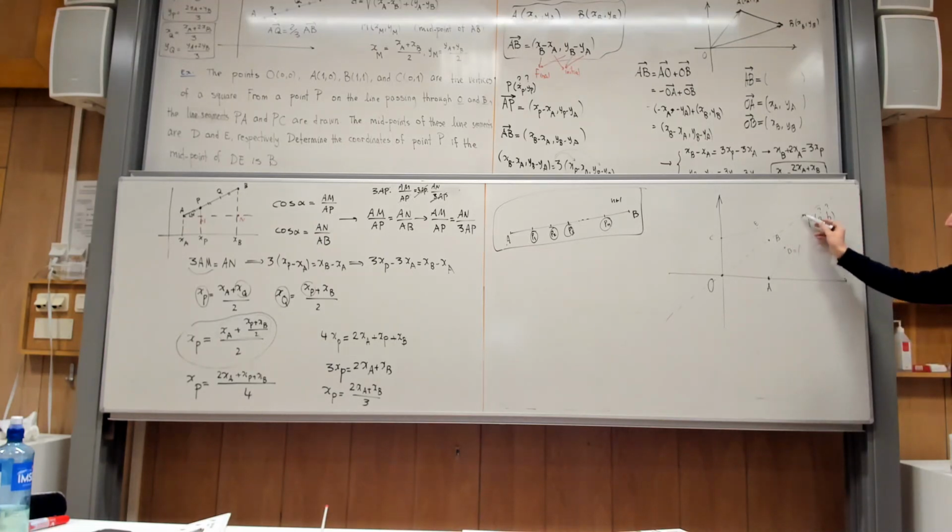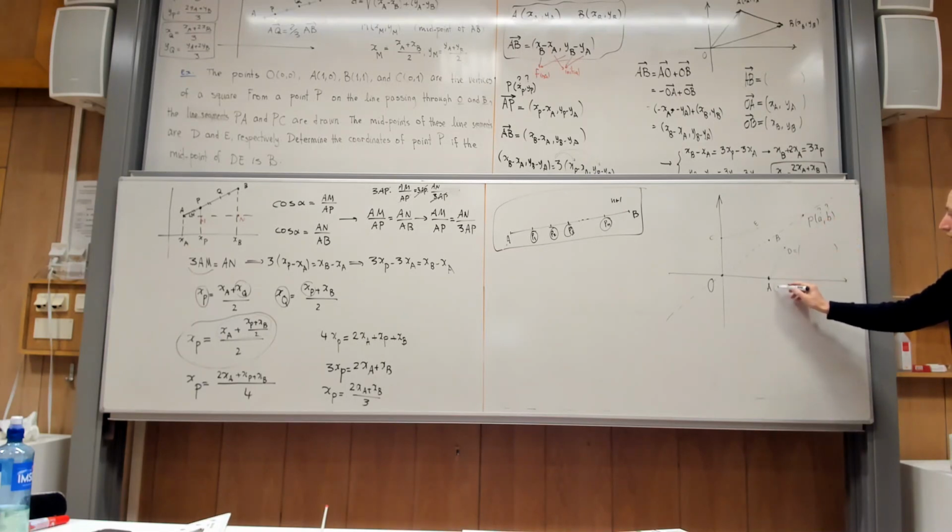This midpoint is the middle of these line segments. So I have to add A. What are the coordinates of A? 1 and 0. So A plus 1 divided by 2 is the x coordinate. B plus 0 divided by 2 is just B over 2. So that is the coordinate of D.